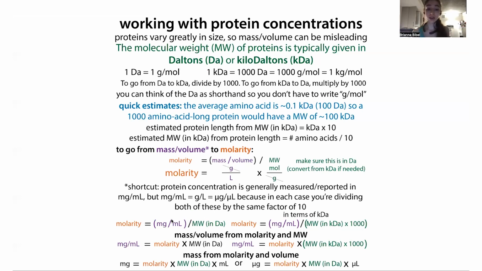Okay, so for molarity, you can take your mgs per mil divided by your molecular weight in Daltons. If you're in terms of kiloDaltons, you can either explicitly convert to kiloDaltons beforehand, or just do it directly when you're doing this measurement. You can also go the other way, getting your mass to volume from your molarity and your molecular weight, and you can get the mass from the molarity and the volume. If you want to know how much you have in your tube, maybe you're concentrating your protein down and want to know how much to suspend it in, it can be helpful to know the actual mass that you have.